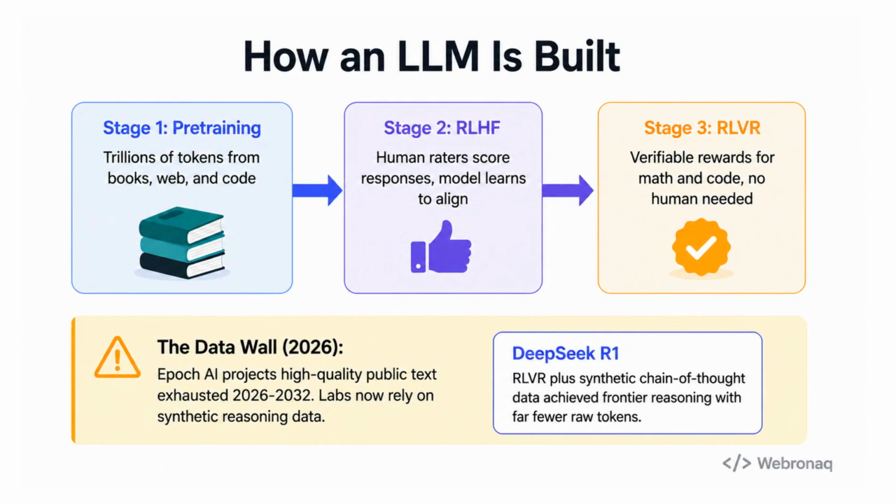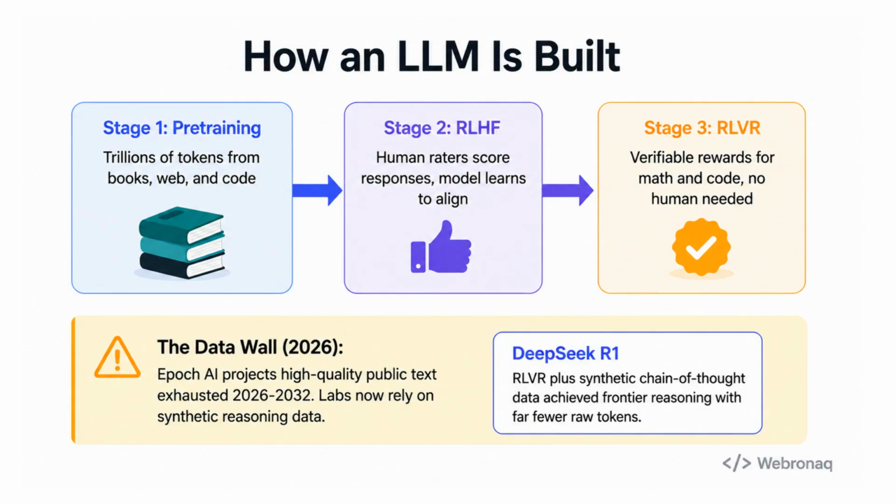Alright, now let us see how those billions of weights actually get their values. It happens in stages. First comes pre-training, where the model reads trillions of tokens of text from books, websites, and code, adjusting its weights to predict the next token over and over. That gives it raw language ability.